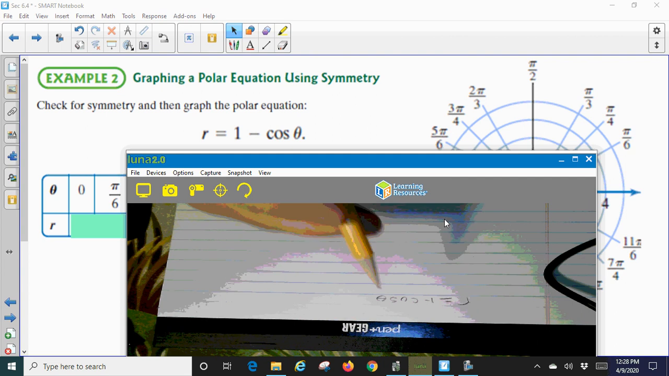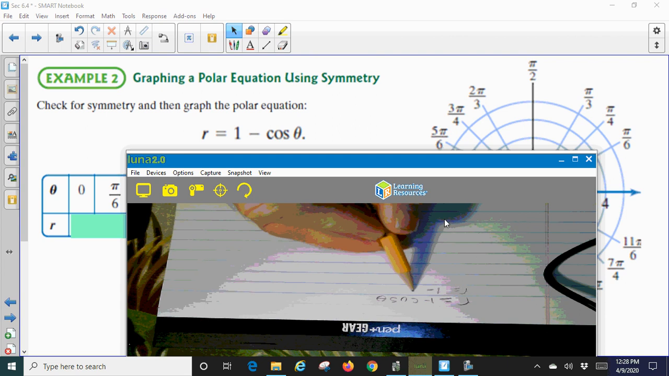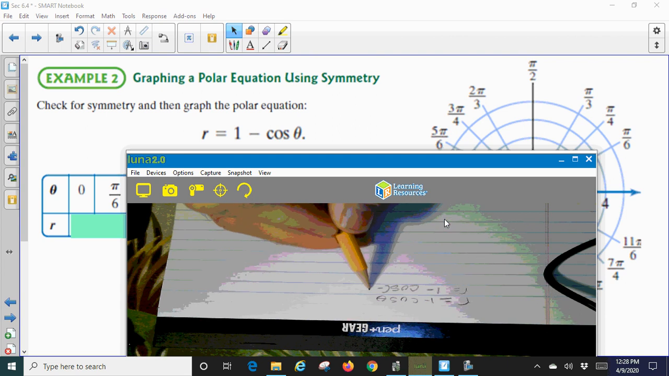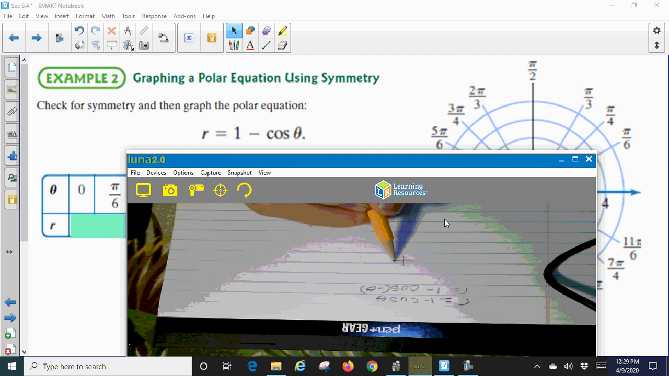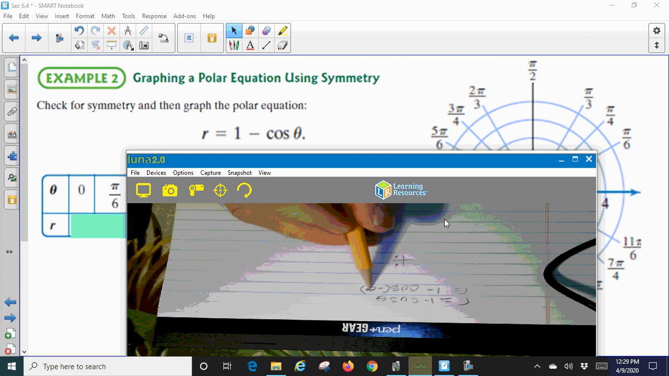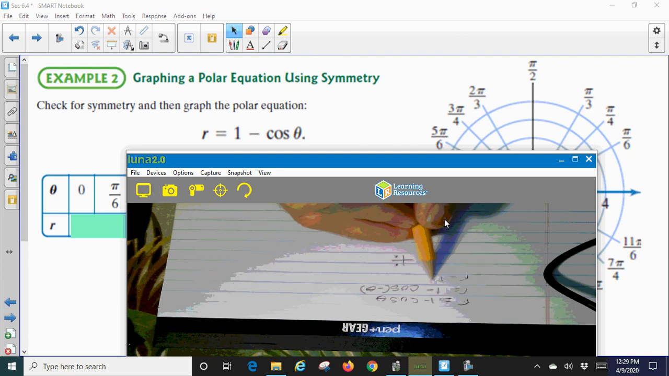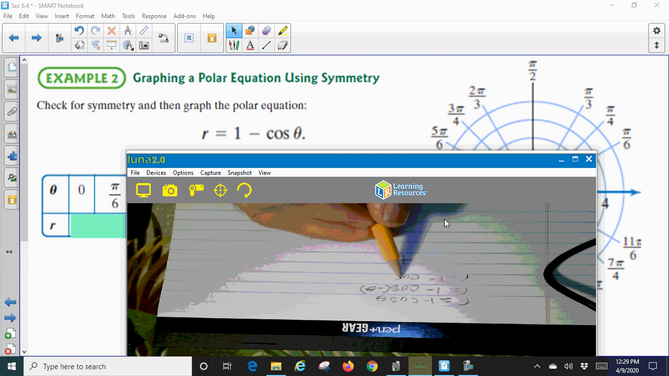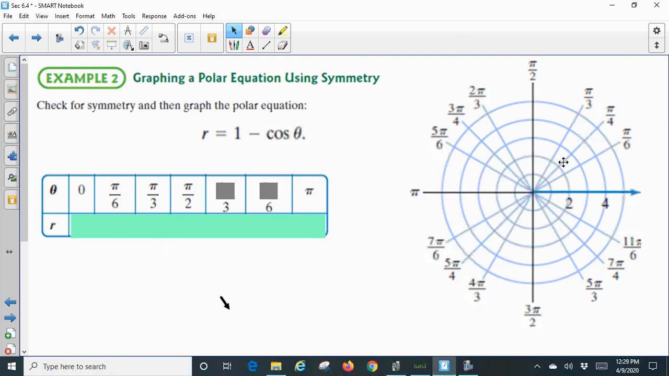Now, if I replace theta with negative theta, I'll have r equals 1 minus cosine of negative theta. If you'll remember your trigonometry, theta and negative theta have the same cosine. Cosine is x, so the cosine of negative theta is the same as the cosine of positive theta. So I would get r equals 1 minus cosine theta. That tells me that our graph passes the test for symmetry over the polar axis.